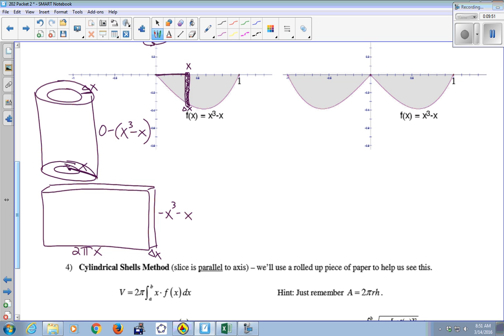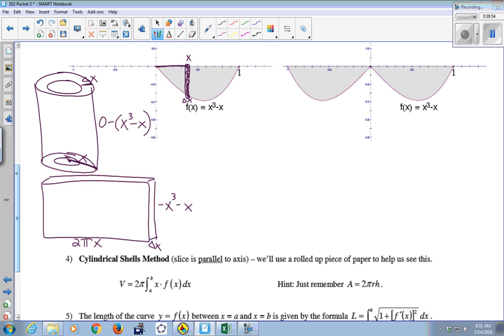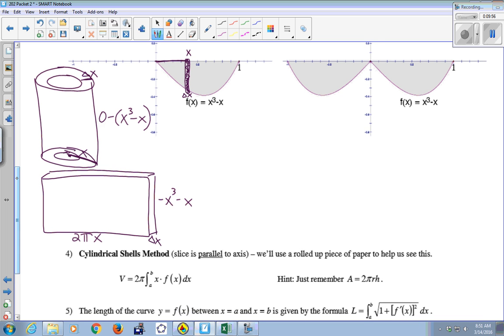Okay, so now I'm going to try to find the volume by stacking up a bunch of these shells. So let's just look at the volume of a single shell. That would be length times width times height, right? Because it's like a little box. All right, the length is 2 pi x. The width is delta x. And the height is negative (x cubed minus x).